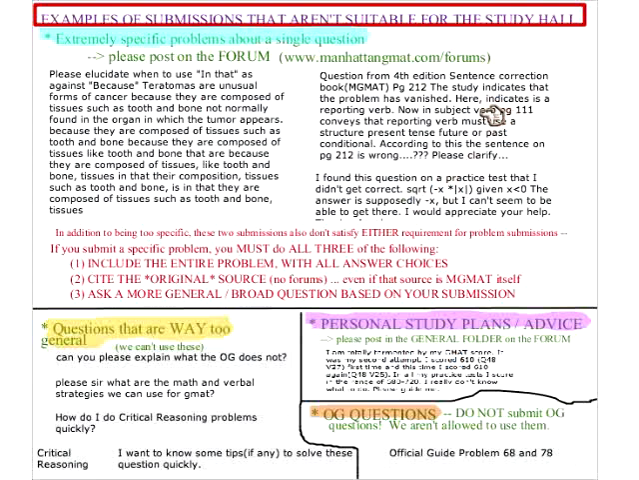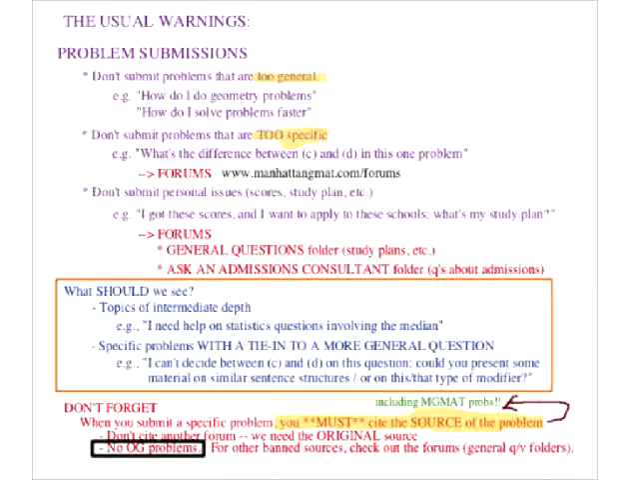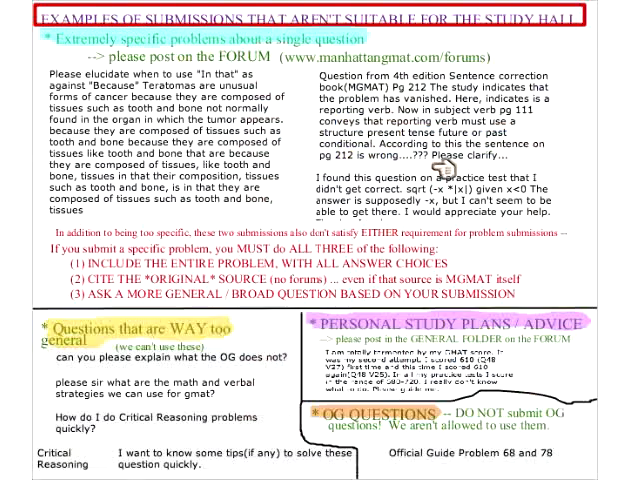For instance, this person is just asking about one verb on one page of the strategy guide. I mean, this is fine. But there's a place for that, and it's not the study hall. The place for stuff like that is the forum. So if you're asking about one question off of one page of a strategy guide, you'd go to the forum, you'd go to the strategy guide folder, and you would type that question.